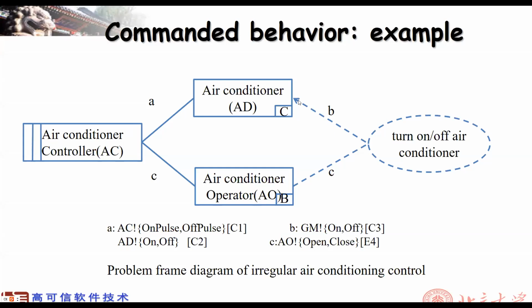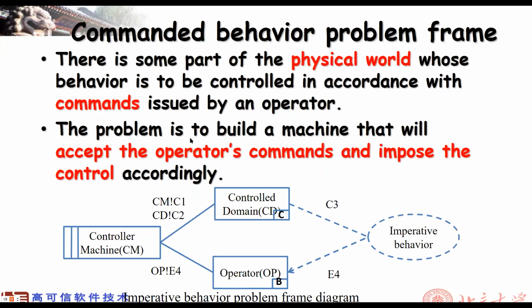And then the state here is also Carol. So this is E, this is B, this is C. So with these characteristics, we can characterize the whole problem. This problem is like you conform to the operator's command to control some devices. This is called commanded behavior. And the commanded behavior frame is like this.